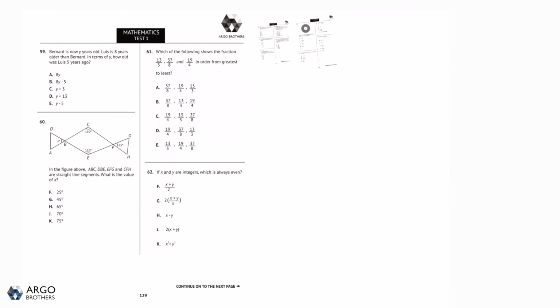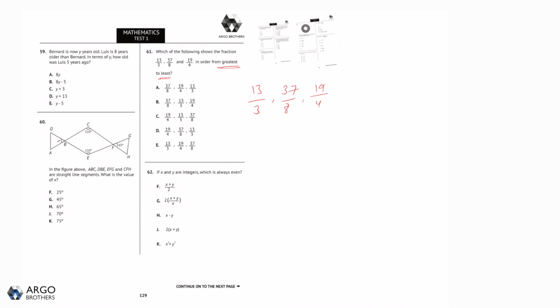Question number 61. Which of the following shows the fractions 13/3, 37/8, and 19/4 in order from the greatest to the least? First of all, don't make that mistake: the answer is going to be in order of greatest to least. Now we are stuck with these three ugly fractions. How can we figure out which one of these fractions has the greatest value? Right away, I'm going to convert these fractions into mixed fractions.